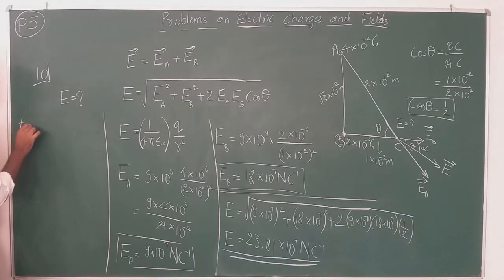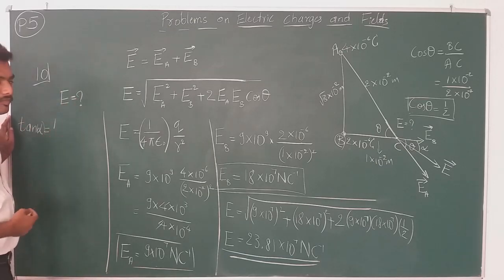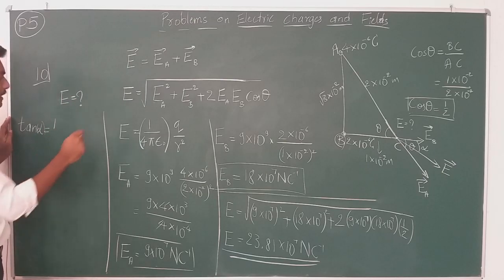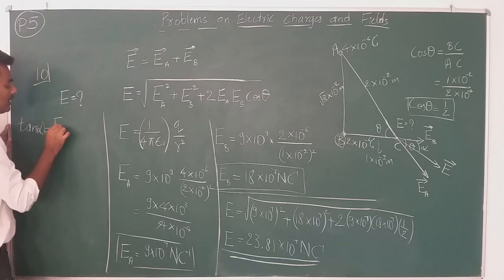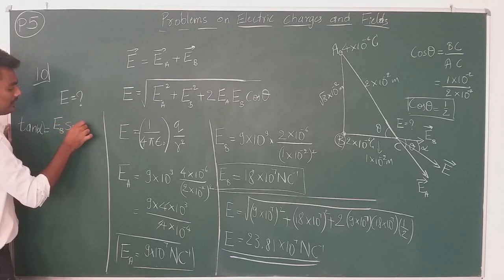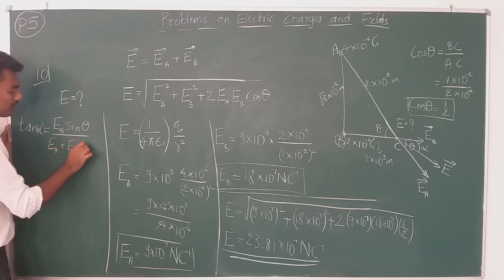Direction formula for sum of two vectors is tan alpha is equal to, the general formula is normally written as P sin theta by Q plus P cos theta. Now since the vectors here are EA and EB, I will write them as EB sin theta by EA plus EB cos theta.